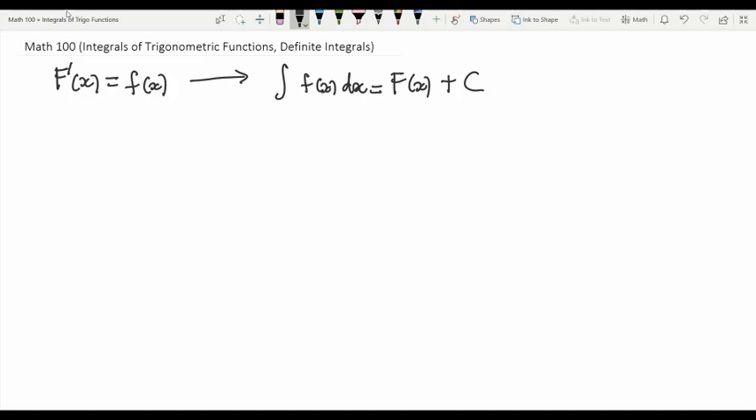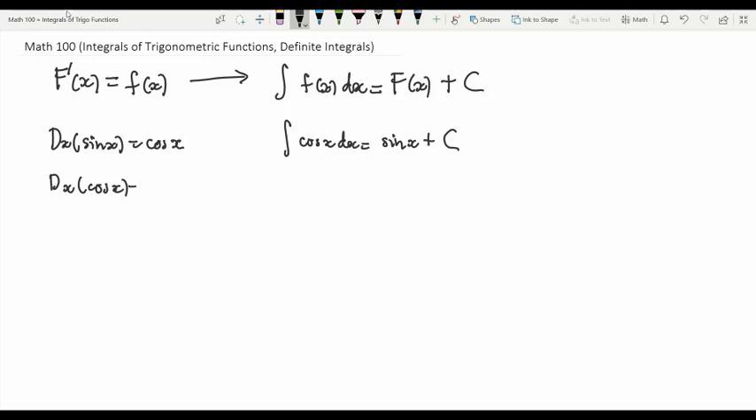So let's recall the derivatives of the 6 trigonometric functions. First, we have the derivative of sine x is cosine x. So in terms of the integral, we can rewrite it as the integral of cosine x dx is sine x plus some constant c. Next, we have the derivative of cosine x is negative sine x. So in terms of the integral, we have the integral of negative sine x dx is nothing but cosine x plus some constant c.